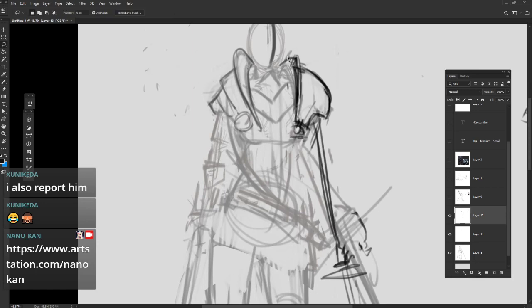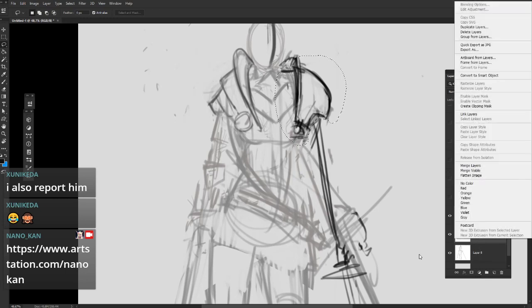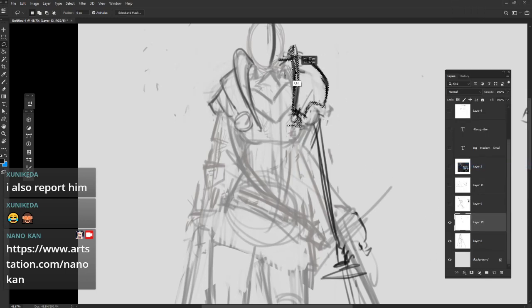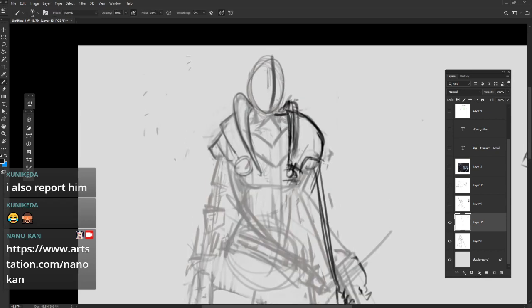I really love this armor, so we keep it. But let me make her a little bit smaller. With actual helm. Okay, nice.